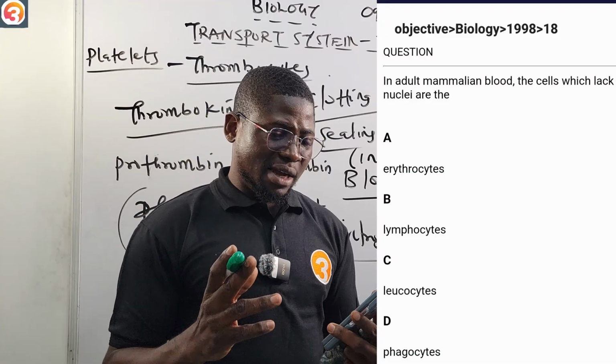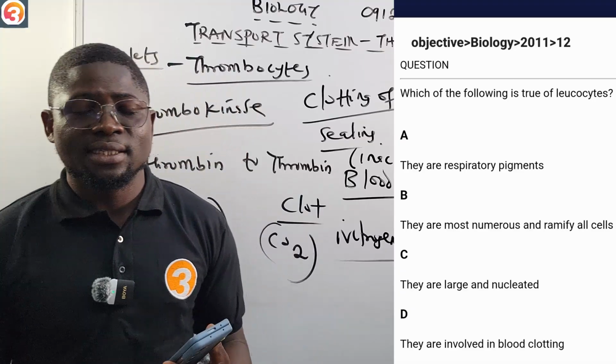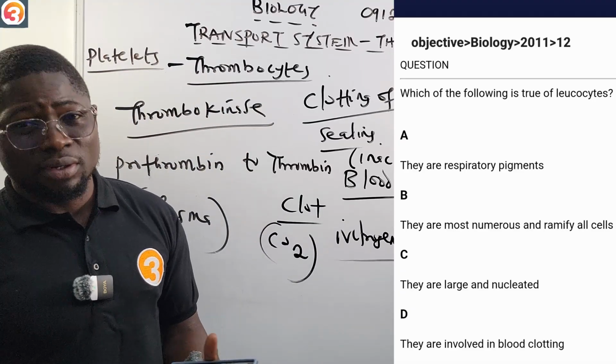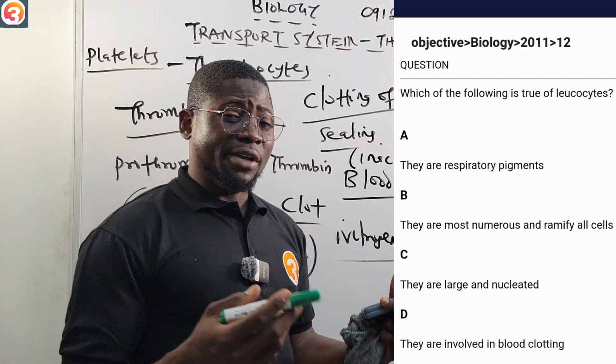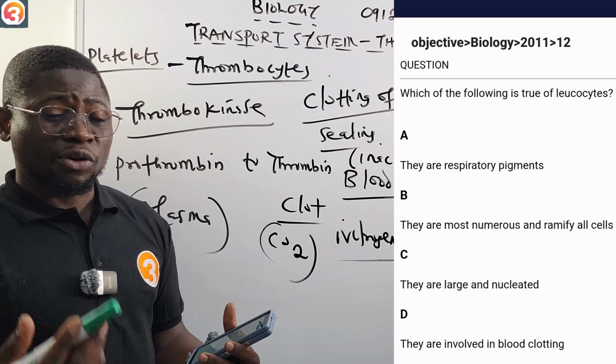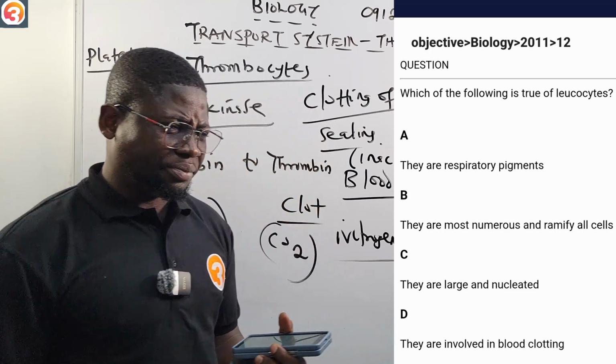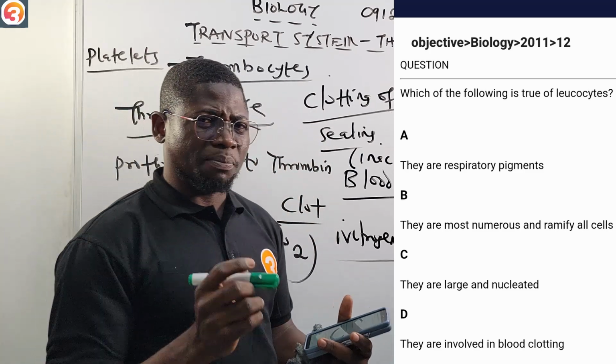One more question, then I'll give you assignments. The others will just be assignments. Which of the following is true of leukocytes? Leukocytes are the white blood cells, and we know that they have a nucleus. We know very well that they have a nucleus and they are amoeboid in shape.